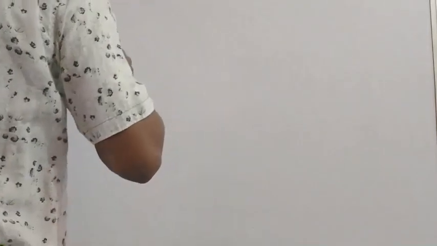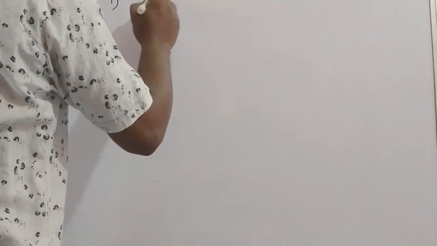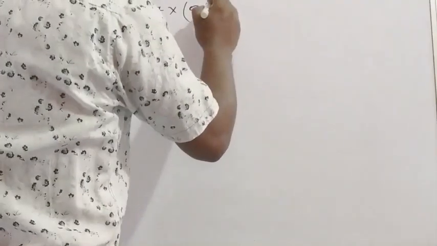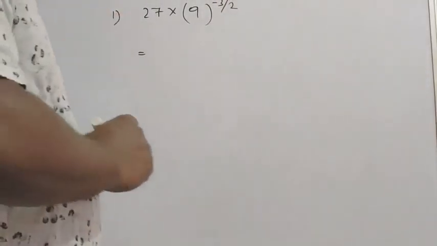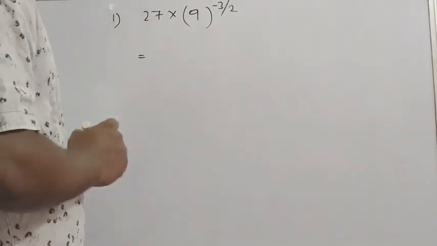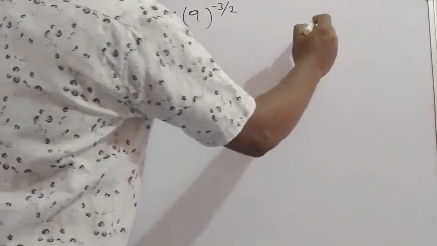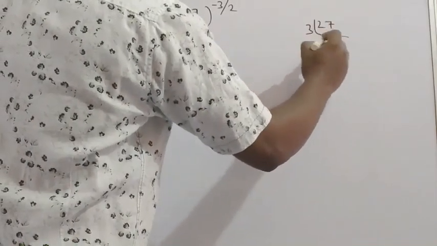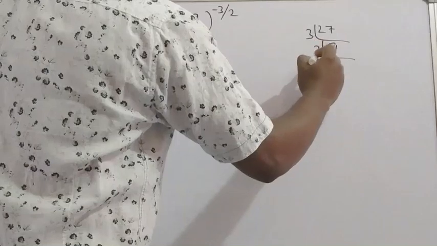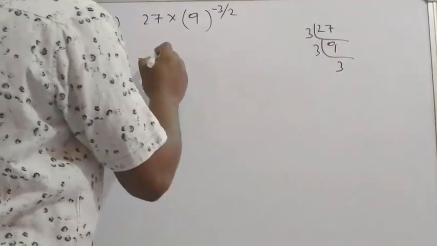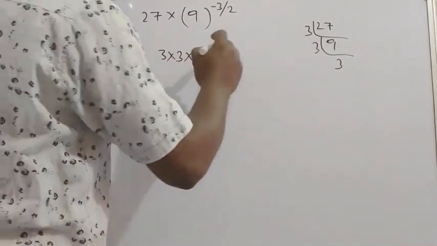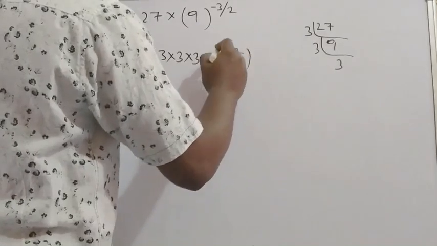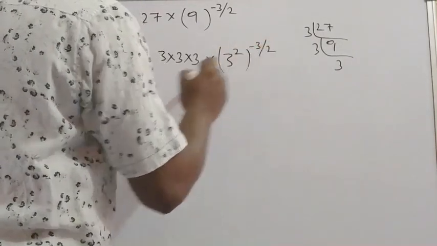Suppose a question is given, question number 1, 27 into 9 to the power minus 3 by 2. So 27 in the power form we can write. In the power form how can we write? 27, you have to find the factors. 3 divides 9, then 3. So there are 3 3s. 3 into 3 into 3 into 9, which we can also write in the power form, 3 to the power 2, to the power minus 3 by 2.